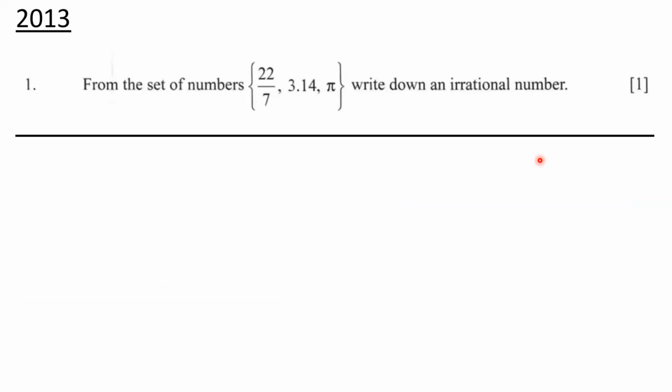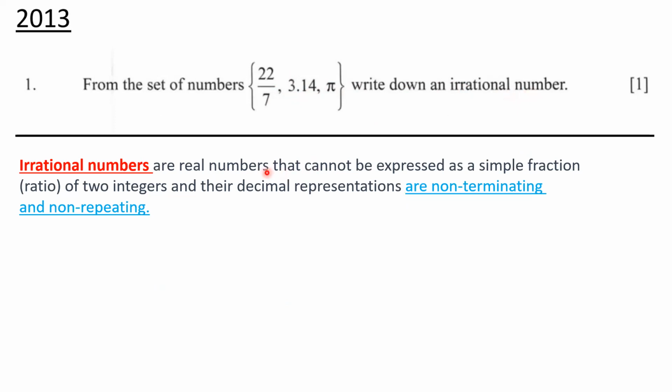Let's move on to the next question. It says, from the set of numbers, we have 22 over 7, 3.14, and pi. Write down an irrational number. Well, what is an irrational number? These are numbers that cannot be expressed as a simple fraction. So that means 22 over 7 immediately is not an irrational number because it's a fraction.